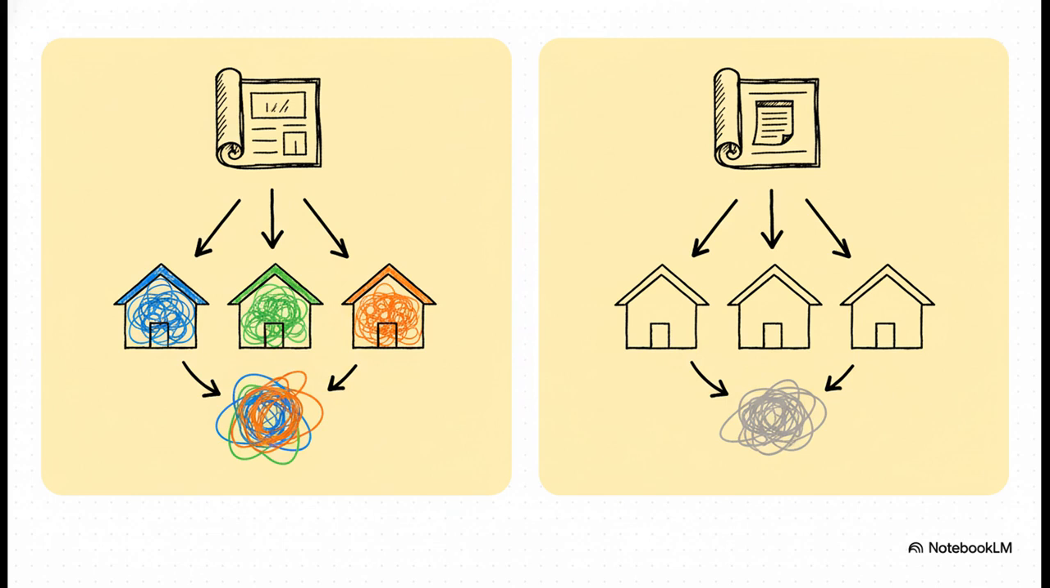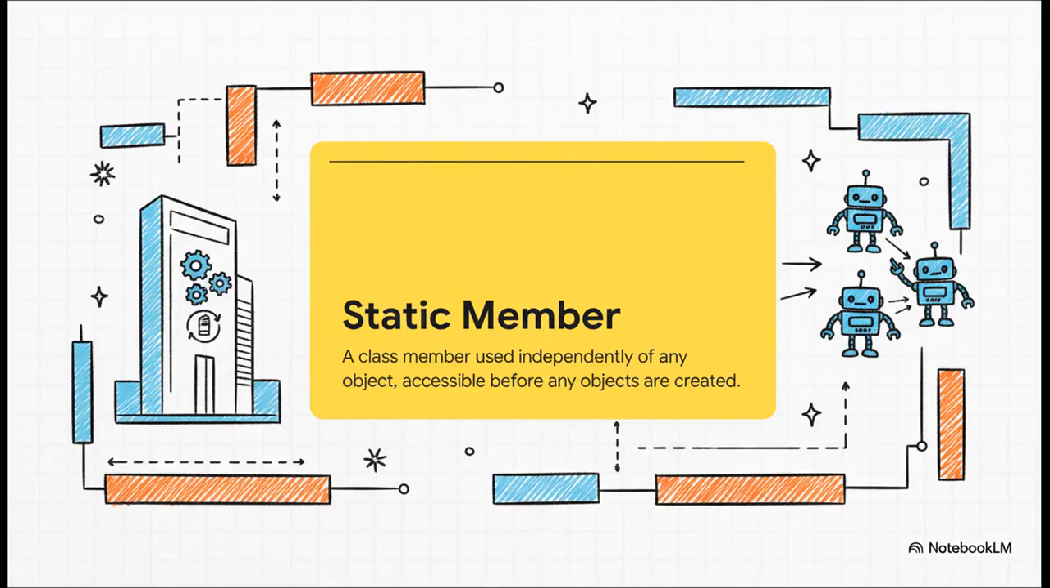But a static member, that's like a rule written directly on the blueprint itself. Something like, all houses must have a front door. Every single house built from that blueprint shares that one single rule. So here's the more textbook definition, but it says the exact same thing. The phrases you really want to lock into your brain are "independently of any object" and "accessed before any objects are created." That's the superpower of static. It's all about the blueprint, not the individual houses.